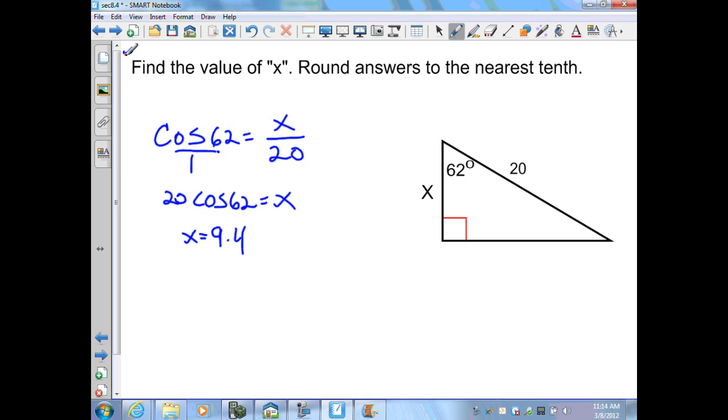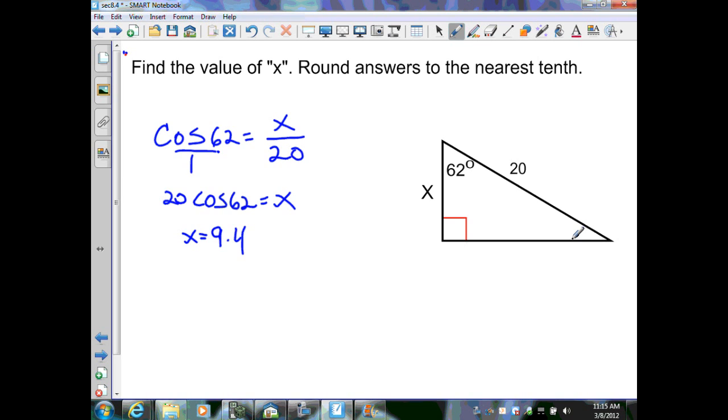Now I want to solve this problem using the other acute angle to show you that it doesn't matter what angle I use, as long as I use the appropriate trig ratio that corresponds to the known sides. So here, this is 62 degrees and this is 90. I'm going to use the triangle sum theorem, and when I do that, I get this angle to equal 28 degrees.